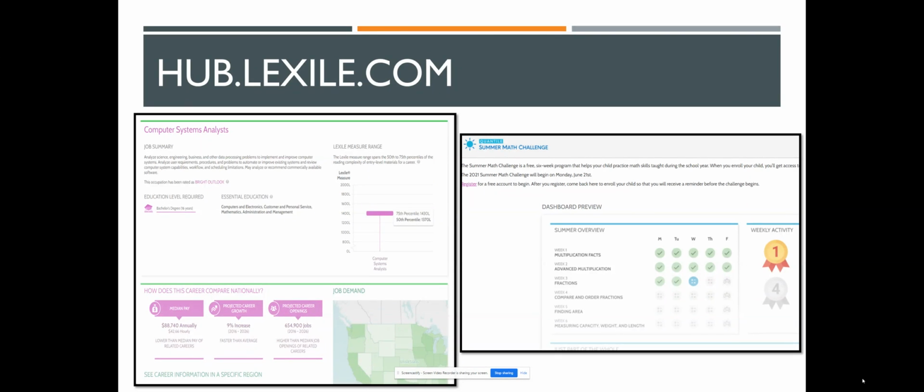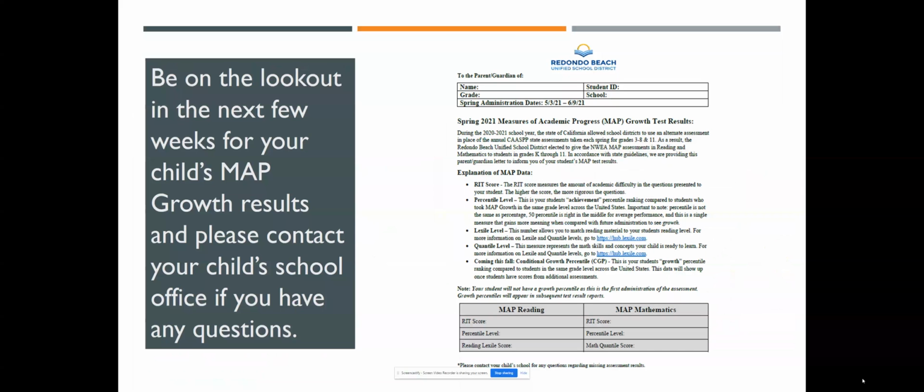We wanted to show two of our favorites. On the left-hand side is our career match, so students can investigate careers that they might be interested in and learn not only what Lexile range would be required to be successful in that career, but also Quantiles. On the right-hand side is a Quantile Summer Math Challenge that gives parents a wide variety of resources and activities that they can do with their child over the summer.